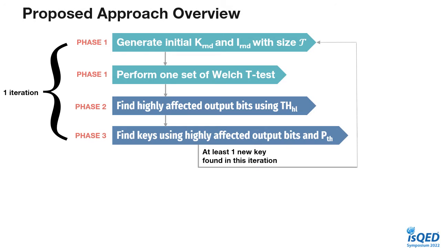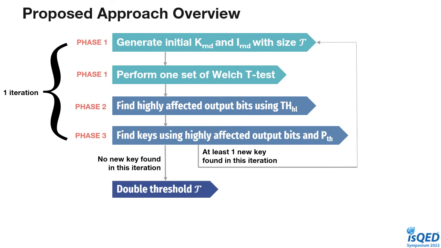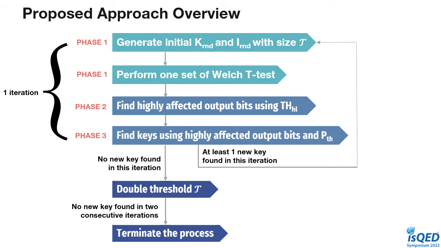Now if at least one new key is found, we repeat the process from phase 1 to phase 3. If no new key is found, we need to double the threshold tau. Now if no new key is found in two consecutive iterations, we need to terminate the process, otherwise continue with the doubled threshold from phase 1 to phase 3.